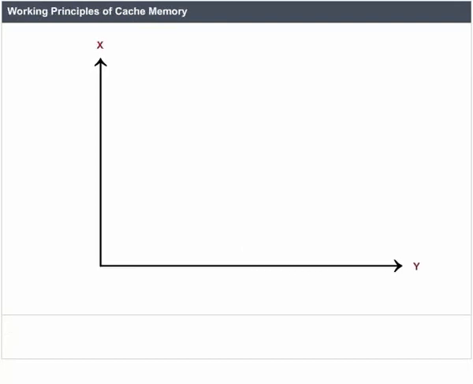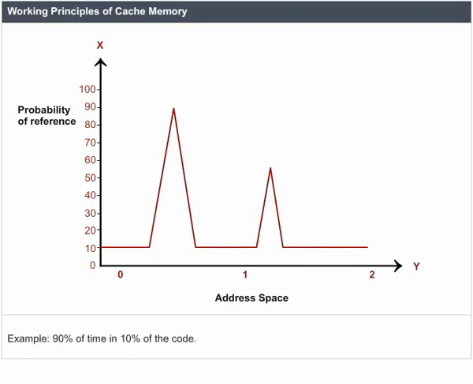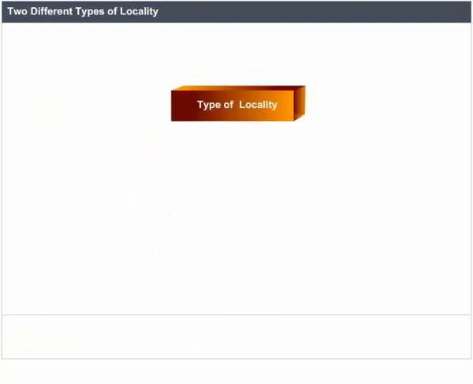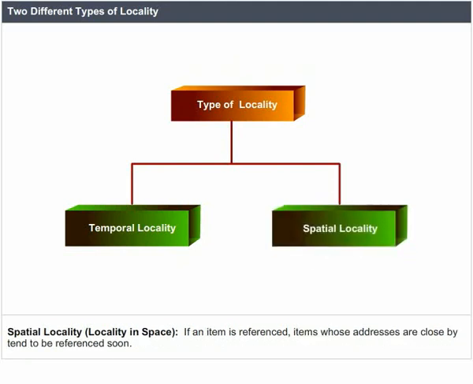Working principles of cache memory. The principle of locality. Programs access a relatively small portion of the address space at any instant of time. For example, 90% of the time is spent in 10% of the code. Two different types of locality. Temporal locality, locality in time: if an item is referenced, it will tend to be referenced again soon. Spatial locality, locality in space: if an item is referenced, items whose addresses are close by tend to be referenced soon.